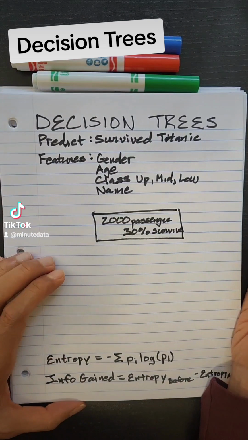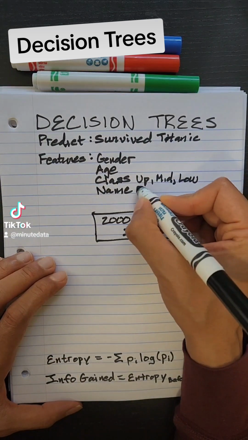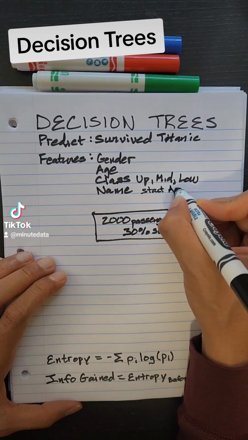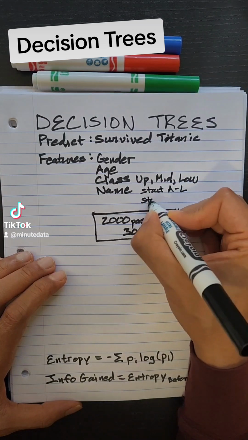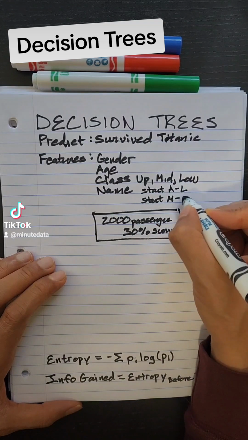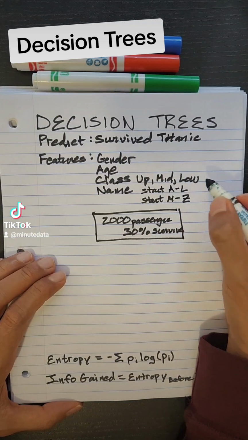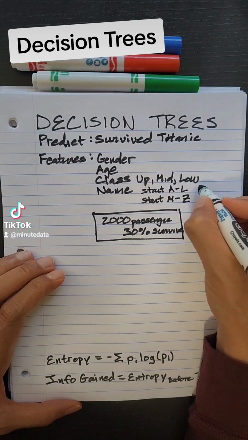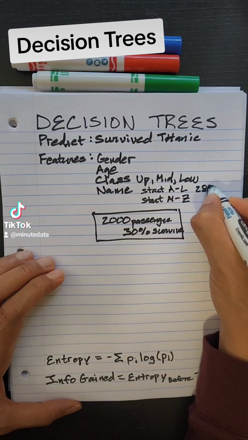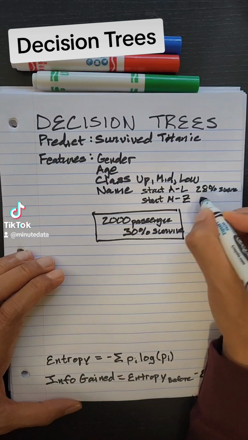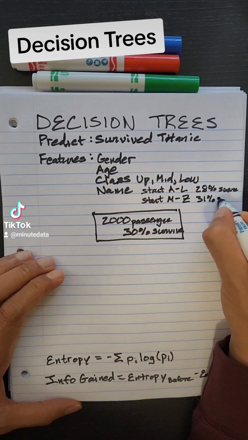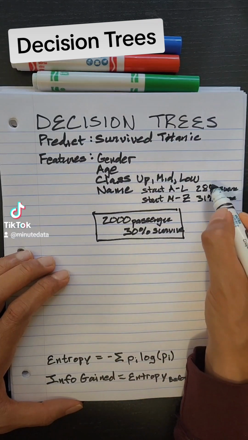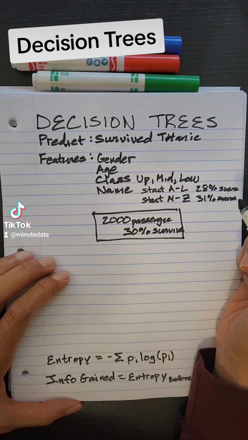and very little surviving. Let's make up a feature using names, where the name starts between A through L, and we also have another feature where the name starts between M through Z. So imagine the survival rate for these different name groups. You might see something like 28% survive and 31% survive. This is not a very good feature to split on because their survival rates are so similar.